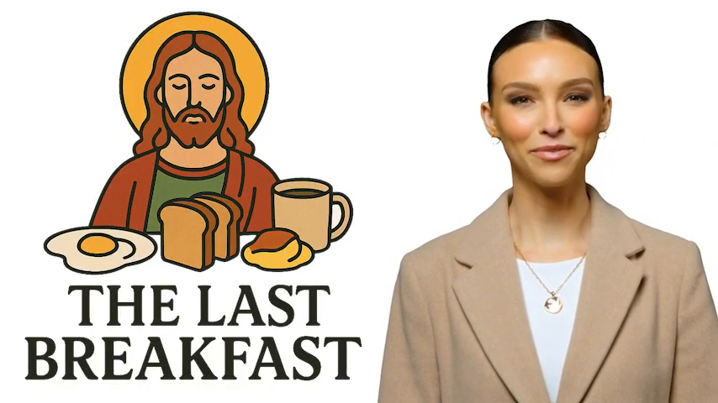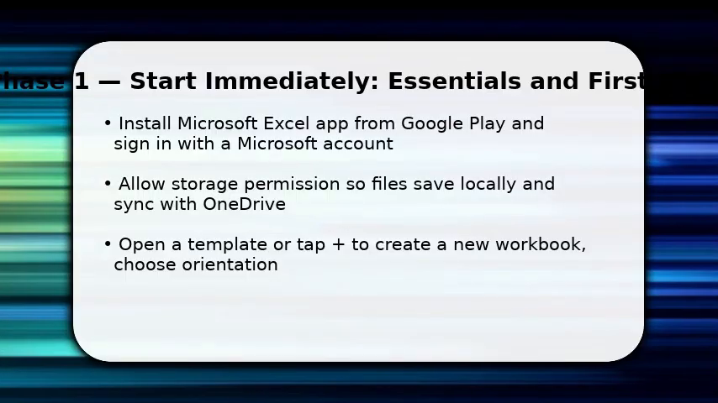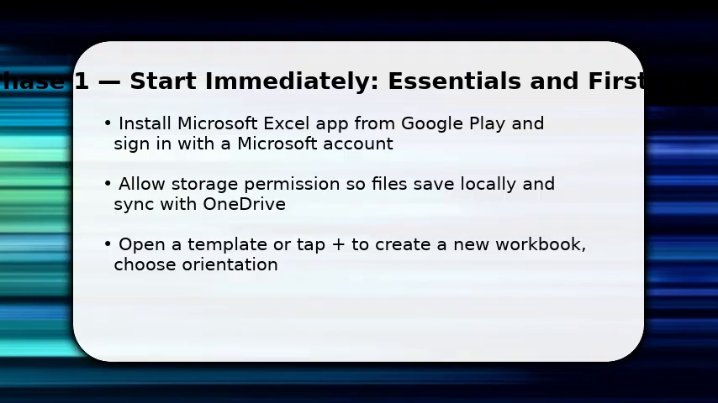You start by opening Excel for Android and signing in so your files sync. This gives you autosave and OneDrive access. Once done, grant storage permission. Make sure downloads and local edits persist.